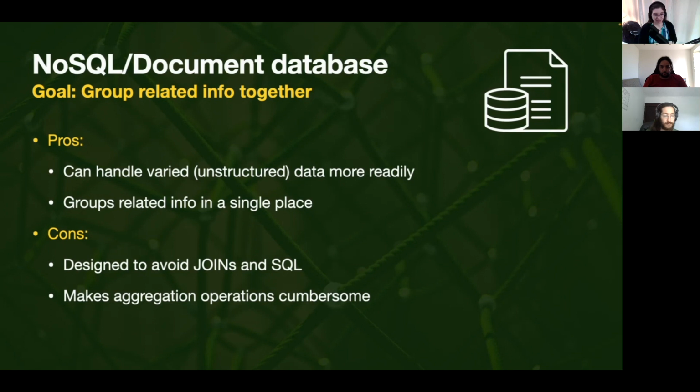But the other downside is that it's going to make your aggregation operations, anything when you do have to do a join or a lookup operation across documents, very cumbersome because, again, it's not optimized for that. It's optimized to pull an entire object group back together. So when you have to go out and follow those joins and pull back related stuff, it's not really optimized to do that as well.